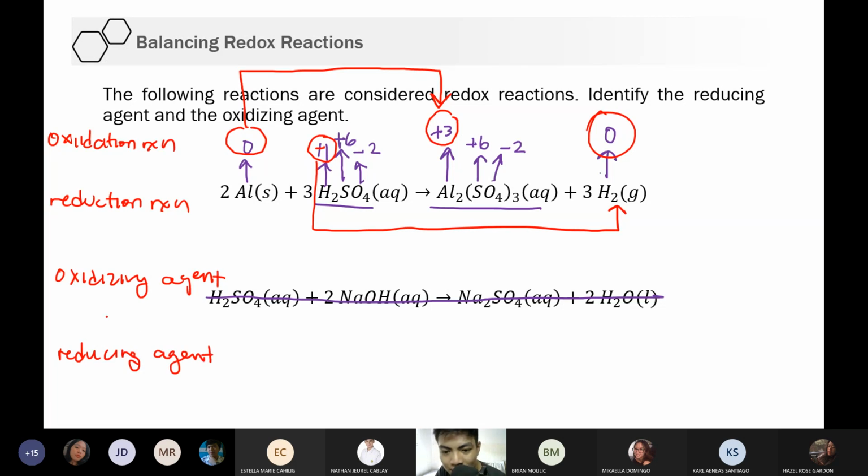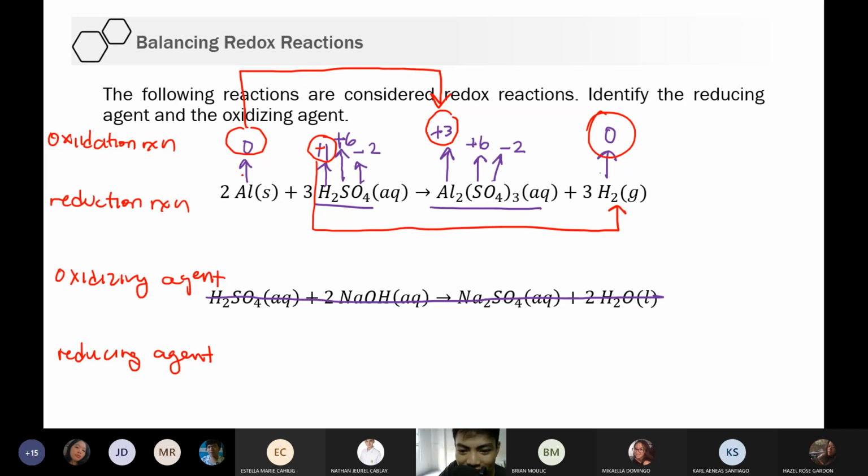Ito na yung last part. Okay? So, sino yung nag-undergo ng oxidation? Pwede na pala mag-edit ng comment dito. Anyway, new lang yan sa akin. So, oxidation reaction, reduction reaction, oxidizing agent, reducing agent. Okay, so ito na. Moment of truth. Sino yung nag-undergo ng oxidation?